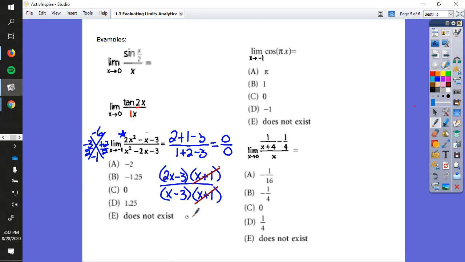And so if I plug in -1, I get -5 on top. And then -1 minus 3 is -4 on the bottom. And so that makes it a +1 1/4. And so we're looking for a +1 1/4, which is D, multiple choice. There we go. Okay, very good.